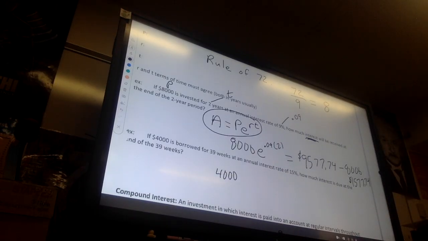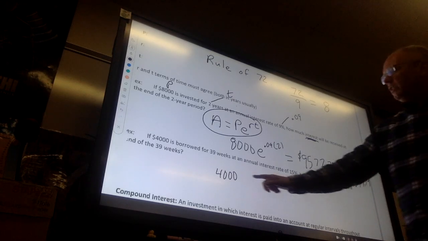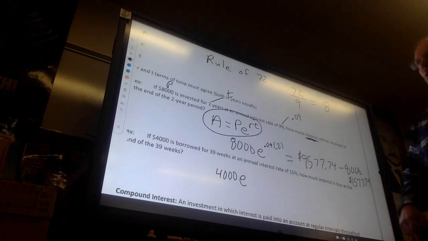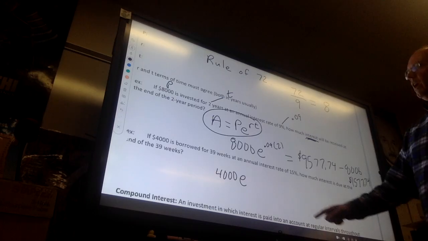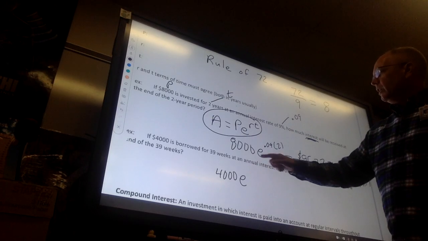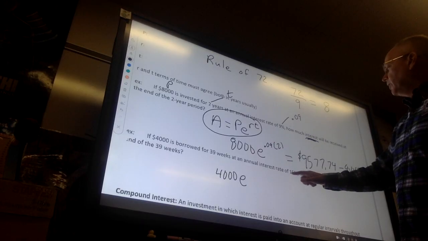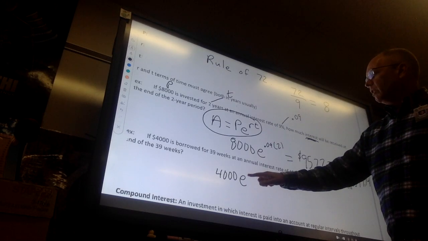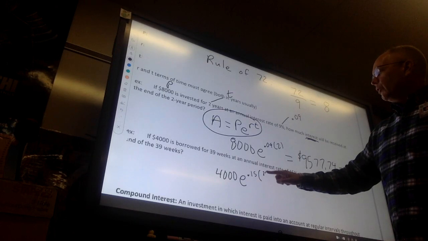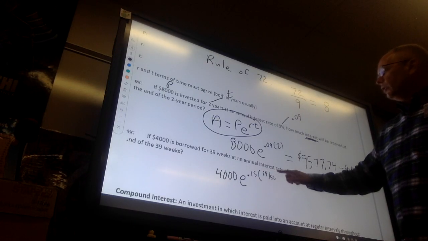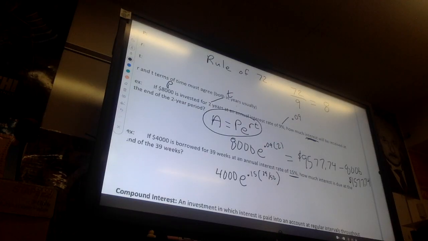So my P is going to be 4,000. My E stays as the exponential, which on the fancier calculators is second of ln, where you find the E. And then you have to think, okay, 39 weeks at an interest rate of 15%. Well, let's change this 15% to 0.15. And then for 39 weeks, I'm going to go 39 divided by 52, because there are 52 weeks in the year.